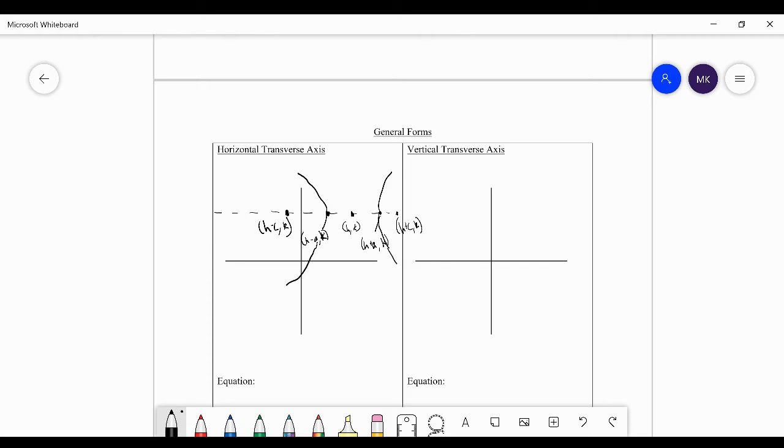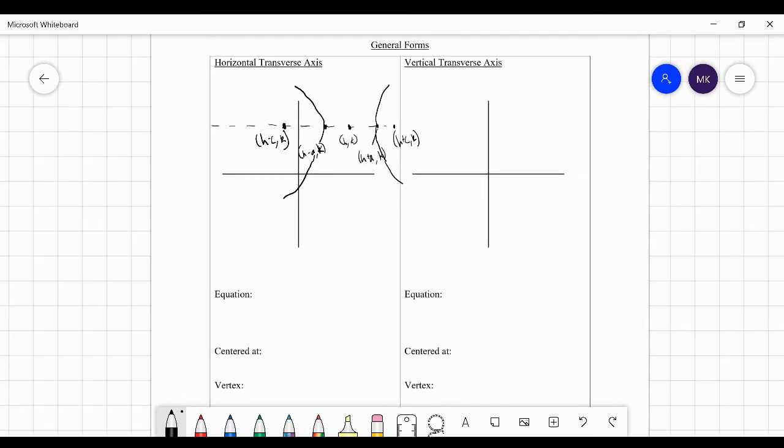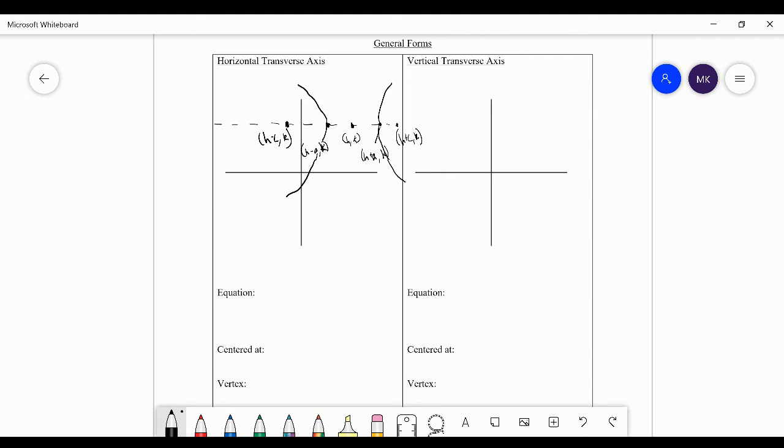These are not drawn the best, but they are drawn the best I can do. Now you may be wondering, well, where's my b? We don't always know exactly what that is, but if you wanted to have that point here, that point would be very simply at h comma k plus b, and then if we did one down here, it would be at h comma k minus b.